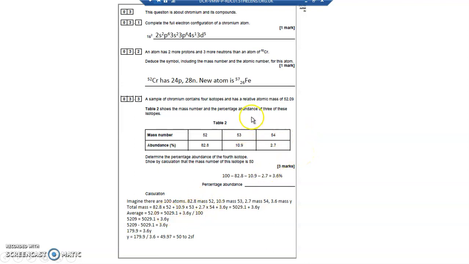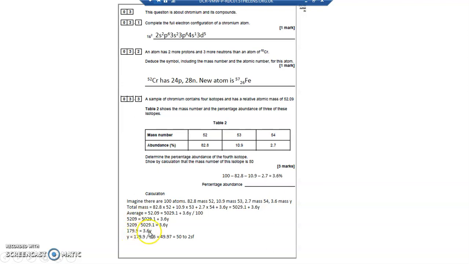Now what's an average? An average is the total mass, I've worked that out, 5029.1 add 3.6Y, divided by the number of particles. The number of particles is 100 because I've decided that. So 5029.1 add 3.6Y divided by 100 equals the average, and we're given the average in there, 52.09. So now if I multiply both sides by 100, 5209 equals 5029.1 add 3.6Y. Take the 5029.1 to the other side.